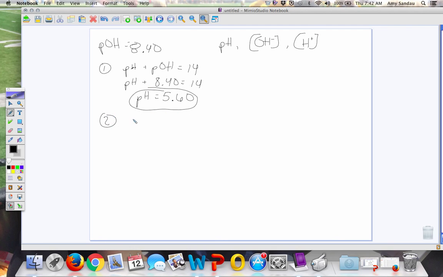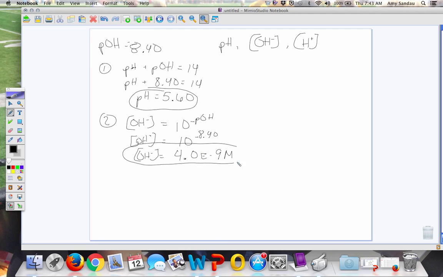The second step then we'll do is we will find the hydroxide ion concentration. And that's equal to 10 to the negative pOH. Hydroxide ion concentration, 10 to the negative, our original number, which was 8.40. The hydroxide ion concentration, after you put that into your calculator, ends up being 4.0 E negative 9 molarity.